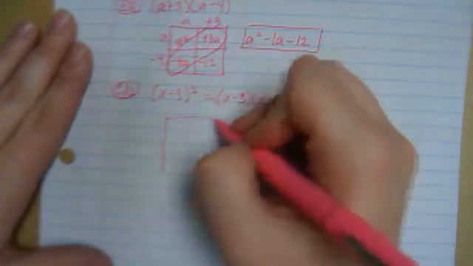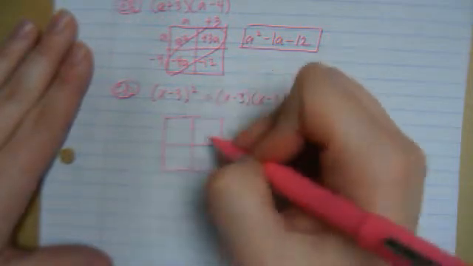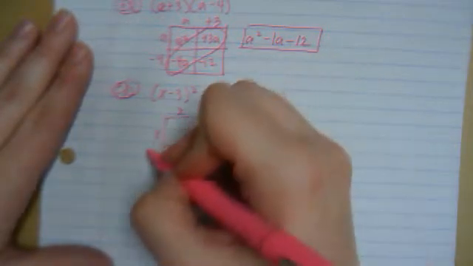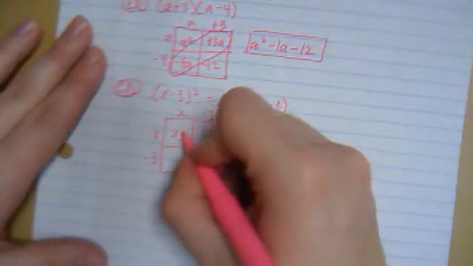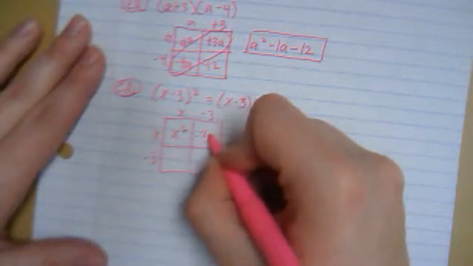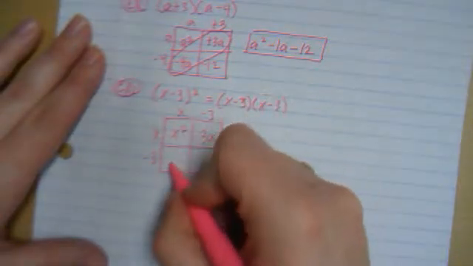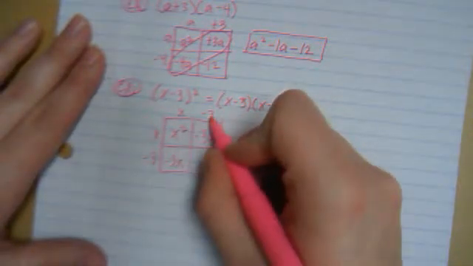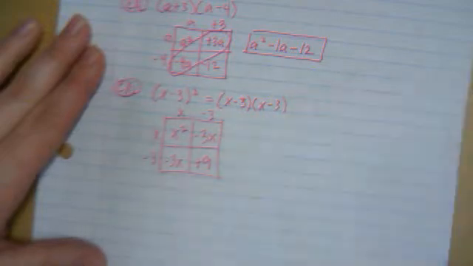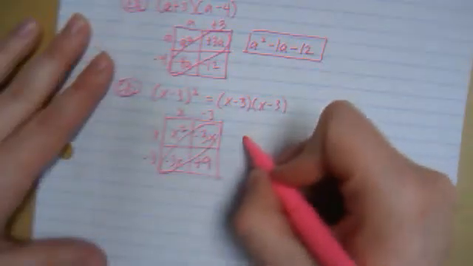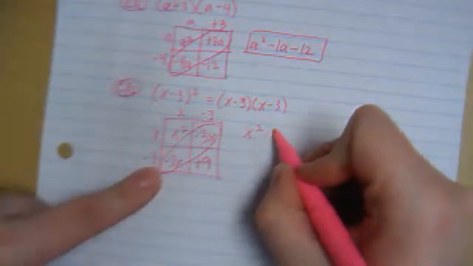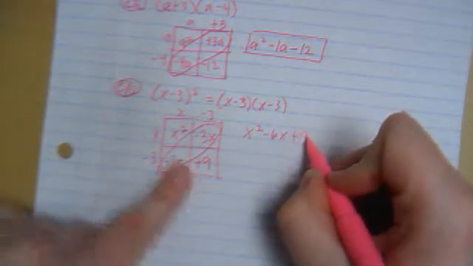So I'm going to draw my box. So I have x minus 3 and x minus 3. Multiply. So x times x is x squared. X times negative 3 is negative 3x. Negative 3 times x is negative 3x. And negative 3 times negative 3 is positive 9. Okay, again, my diagonals are my like terms. So I have x squared. When I combine those, I get negative 6x plus 9.